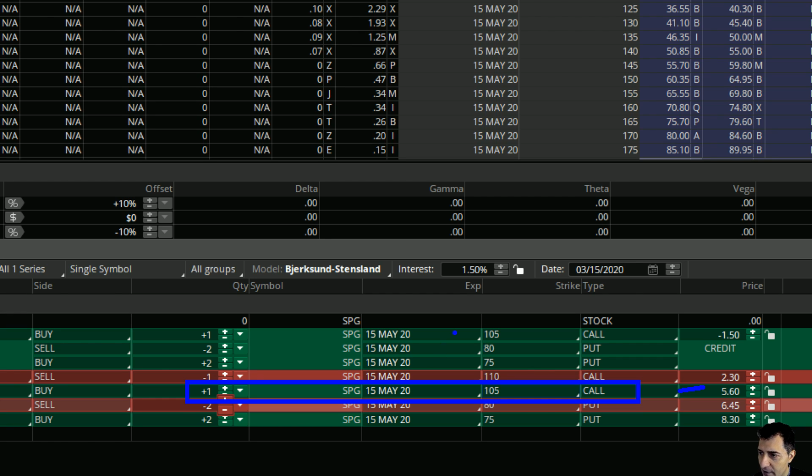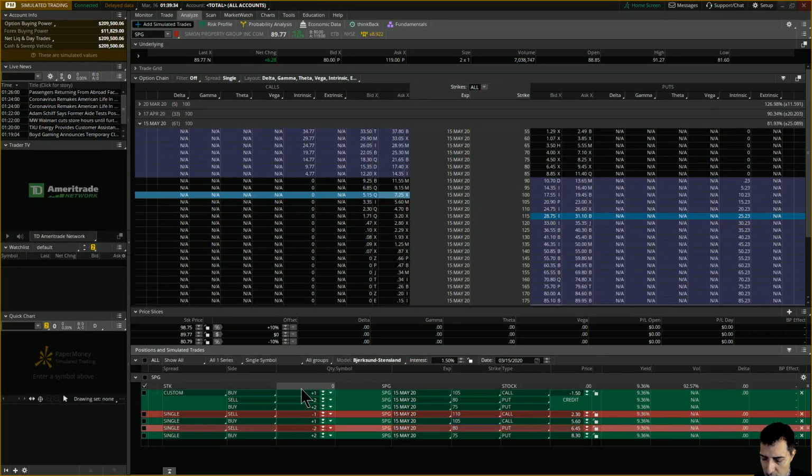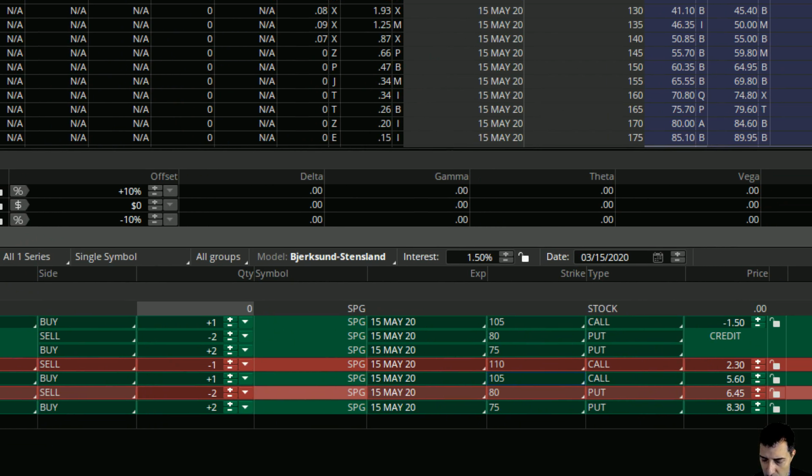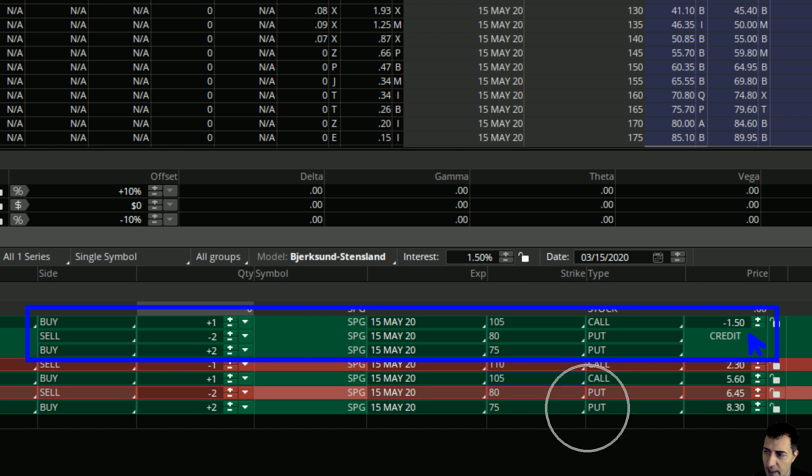If you did it all together, which is what I have on the top, the theoretical credit would be 1.5. When you execute this in the real world, you may get $1 of credit, something like that. But anyway, it's better than free because you get paid enough on the puts that justifies the purchase of the 105 call. So that is what I have here on the bottom: 105, 80, 75, call on the top, put and put in the bottom.